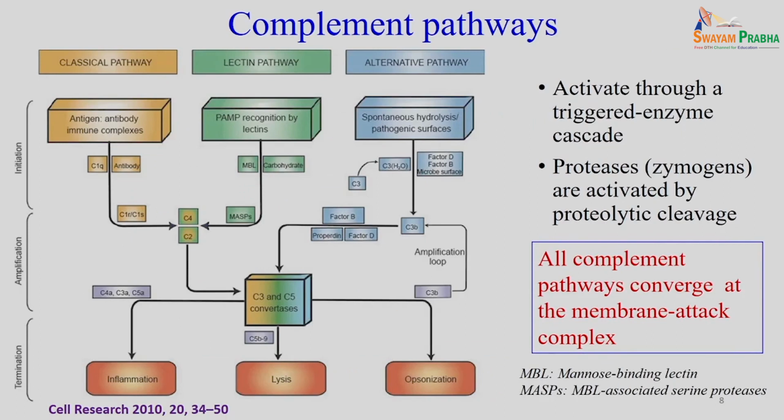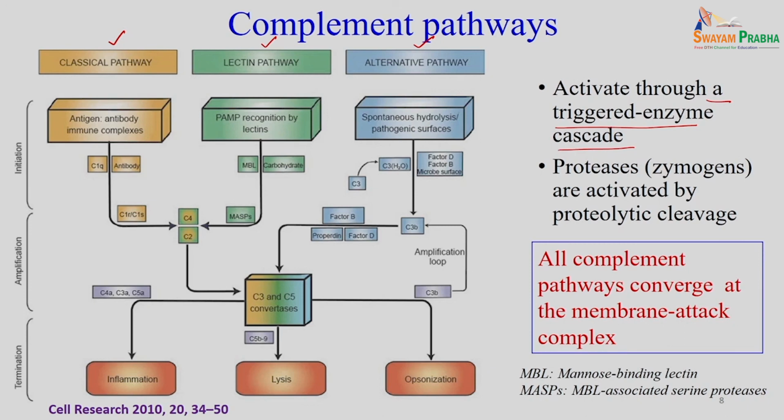Now, apart from that, there will be activation of complement pathways, and we will quickly discuss what the complement pathways are. These are activated through a triggered enzyme cascade, or you can say different enzymes will be involved during the activation of these complement pathways. We see there are three pathways: the classical pathway, the lectin pathway and the alternative pathway. In the case of the classical pathway, it is initiated because of antigen-antibody immunocomplexes.